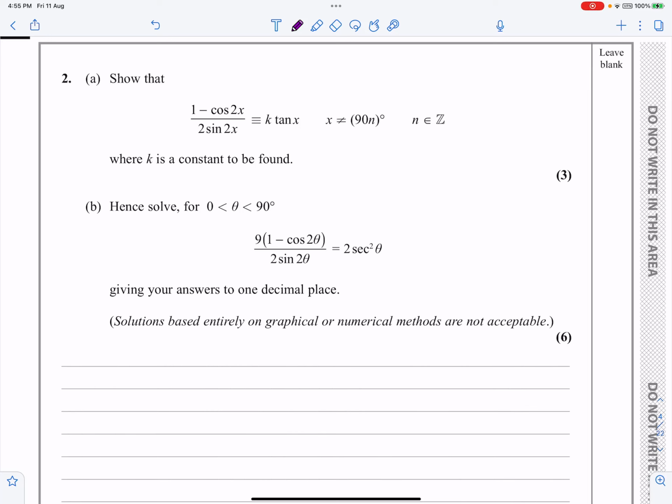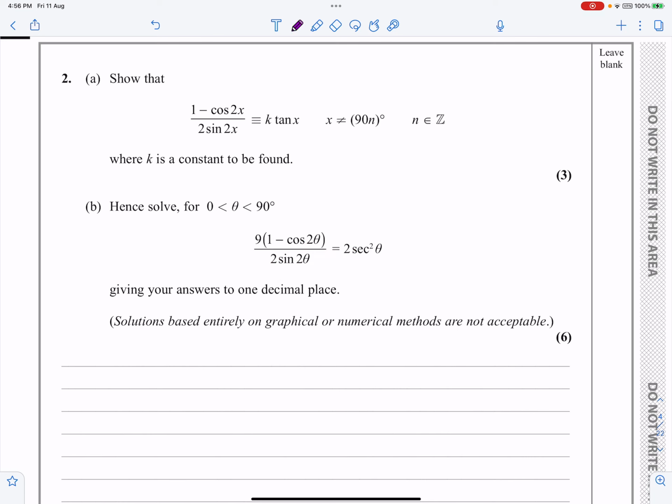Okay, this is the P3 paper from June 2021. Question number 2, as we can see by looking at it, it's a trig addition formulae question. We've got some double angle formulae in there. We're trying to prove this identity. Later on, we're going to be solving a trig equation. So let's have a look at it.